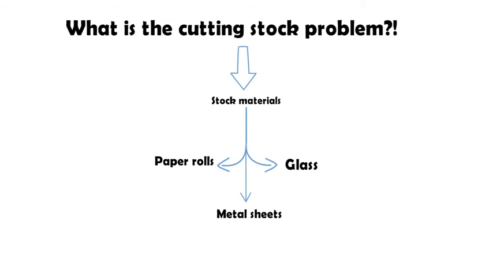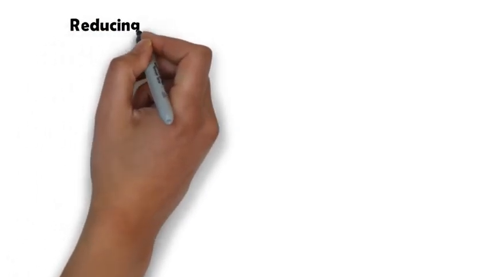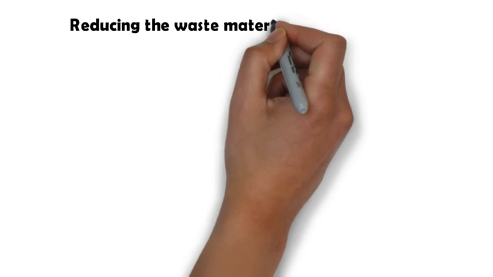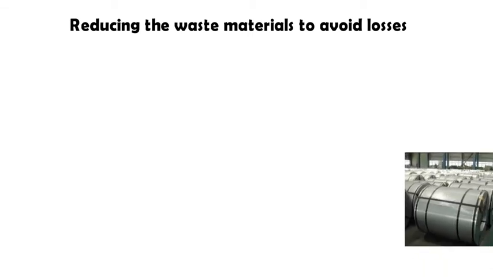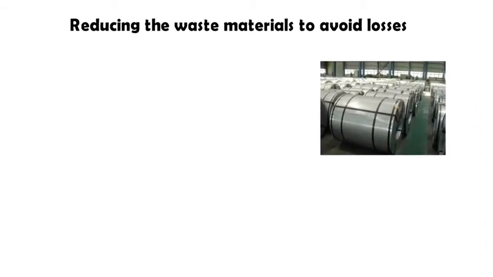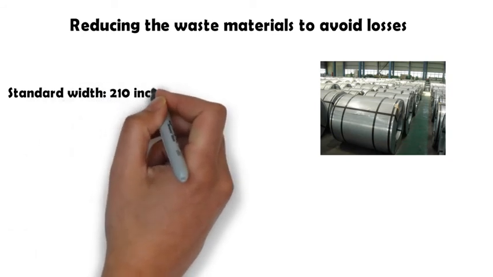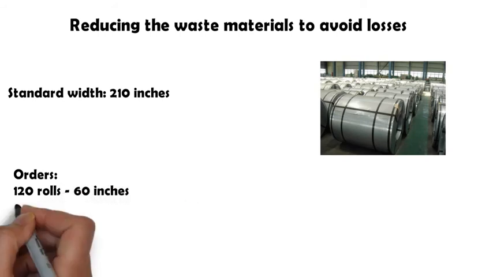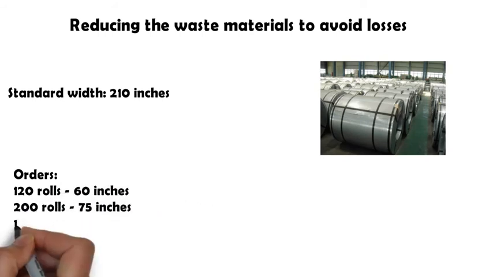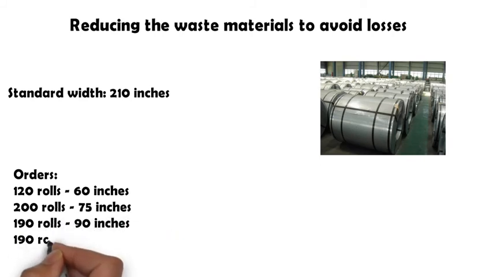Customers usually order a certain number of rolls less than the standard width, and the manufacturer cuts the rolls into the required widths by slitting along the length of the metal. So, in your factory, you must reduce the waste materials to avoid losses. To elaborate, let's discuss an example on the cutting stock problem. Consider a metal sheets manufacturer, where rolls are produced in a standard width of 210 inches, and there are orders for 120 rolls of 60 inch width, 200 rolls of 75 inch width, 190 rolls of 90 inch width, and 190 rolls of 110 inch width.